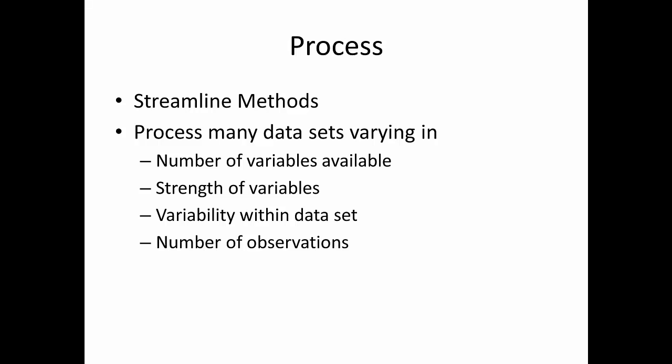In addition to streamlining the repetitive tasks, the process of finding the optimal zone must be repeated for many datasets. These datasets must vary in number of variables available, strength of the variables available, the variability within the dataset, and the number of observations. We must carry out our methods on varying datasets so that we can better understand the driving factors that determine the optimal size of predictive models.